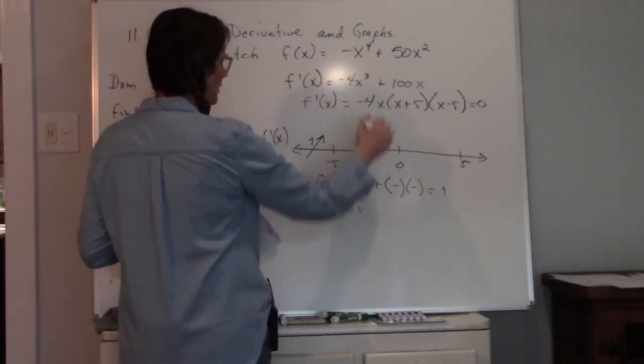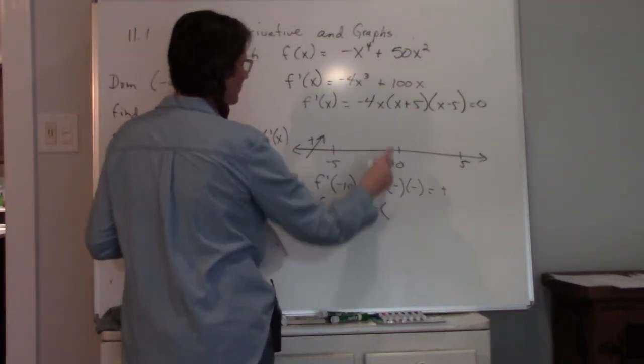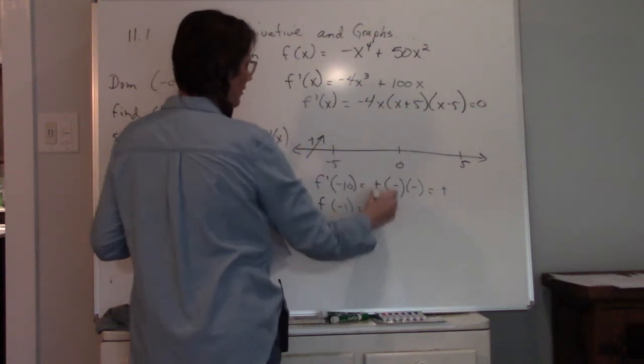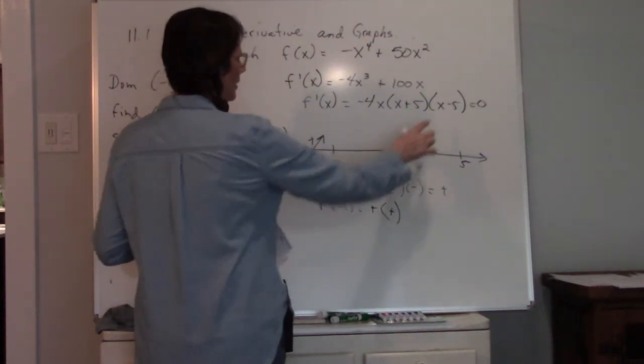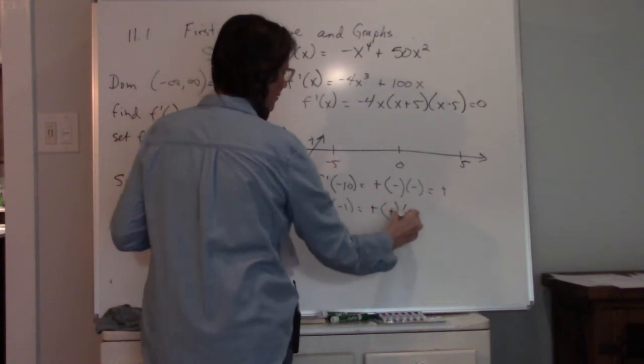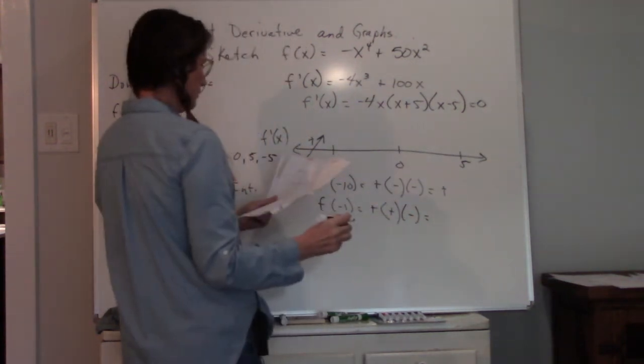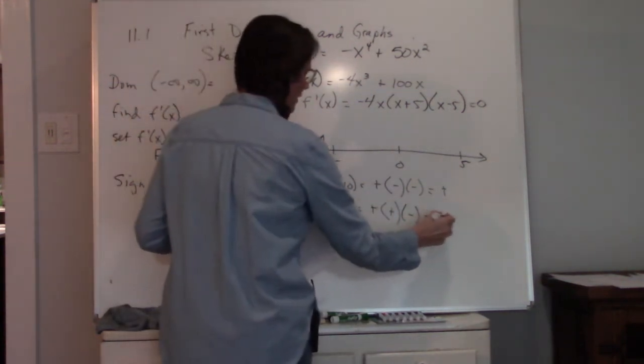Negative 4 times negative 1 is a positive. Negative 1 plus 5 is a positive. Negative 1 minus 5 is a negative. So in this interval, it is a negative.